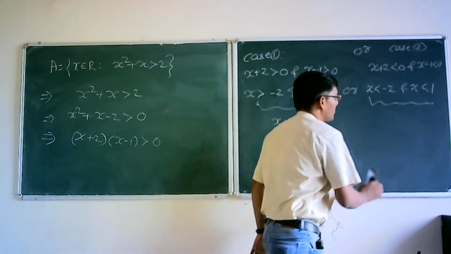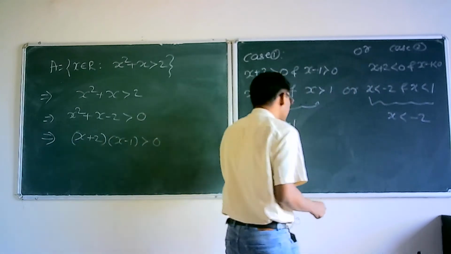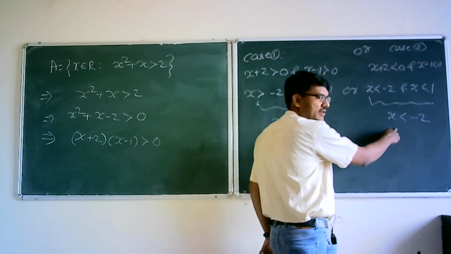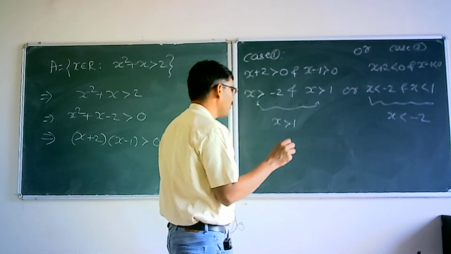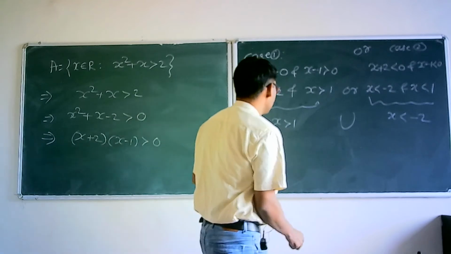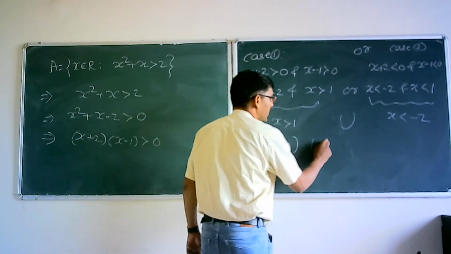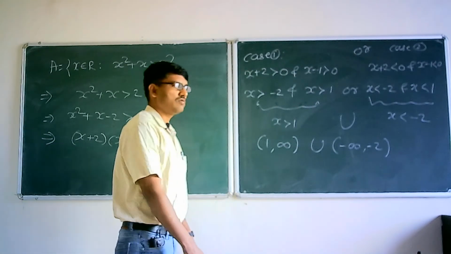So what is the solution of these two inequalities? x is greater than 1 or x is less than minus 2. Or means what? Union. We write or for union. This is the solution, meaning 1 to infinity union minus infinity to minus 2.